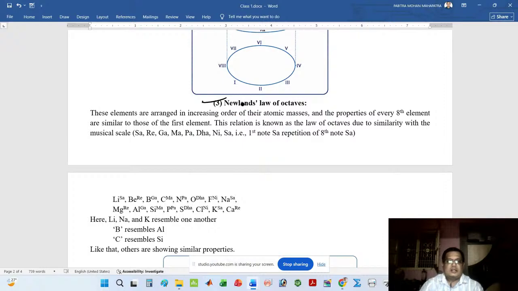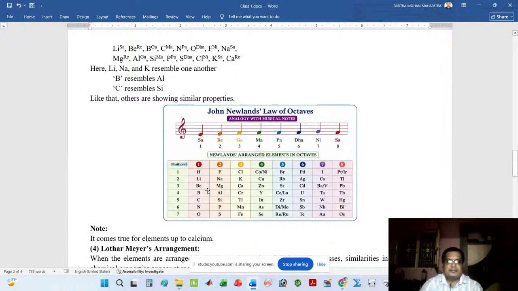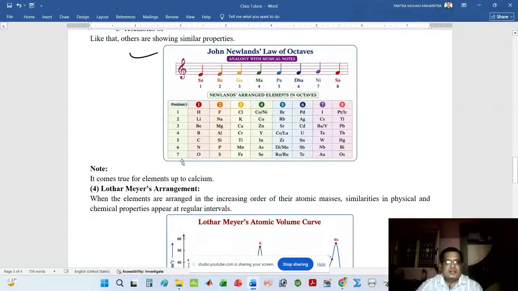We generally classify the elements as per musical notes, the song notes, that is sa re ga ma pa dha ni sa. Here I have given the picture of John Newlands' law of octaves. This is the table.